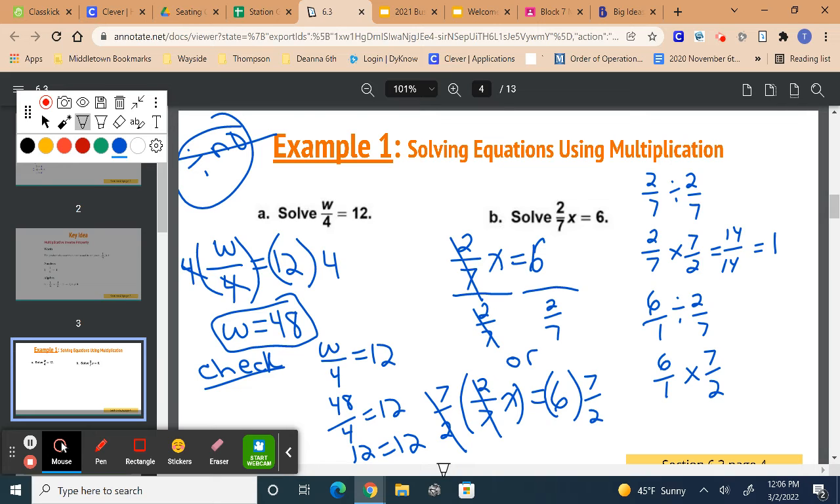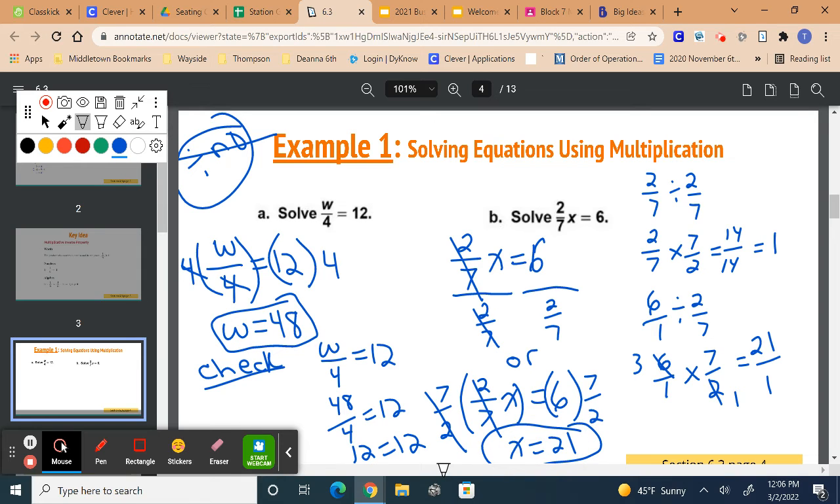Now here is 6 times 7/2. So can I cross cancel? Yes. All right, so what does a 2 become? 1. What does a 6 become? 3. And what's 3 times 7? 21. Over 1. Good job. So then what is my final answer? Emily? X equals 21.